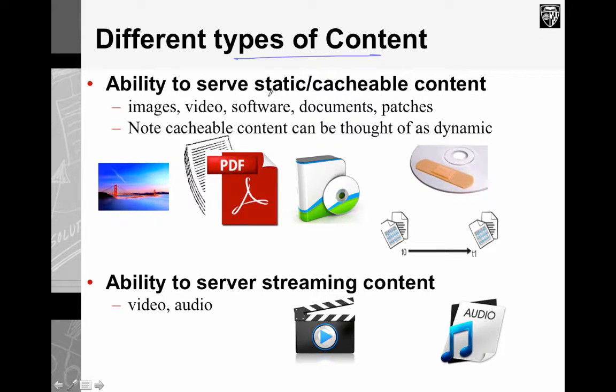They should be able to serve static or cacheable content. Notice we defined static content to be cacheable content. So purely static content like images, video, software, documents, and patches should be able to be served. And the cacheable content can also be served. That's what we really want a CDN provider to do. They should be able to serve streaming content such as video and audio.